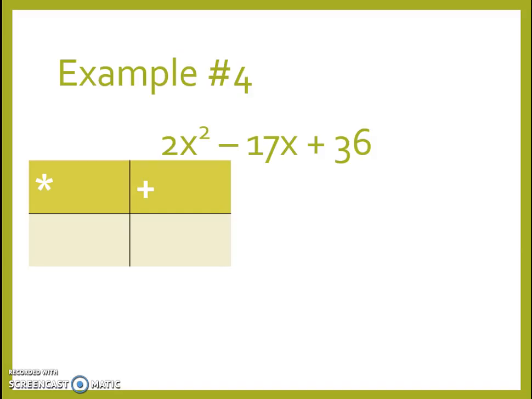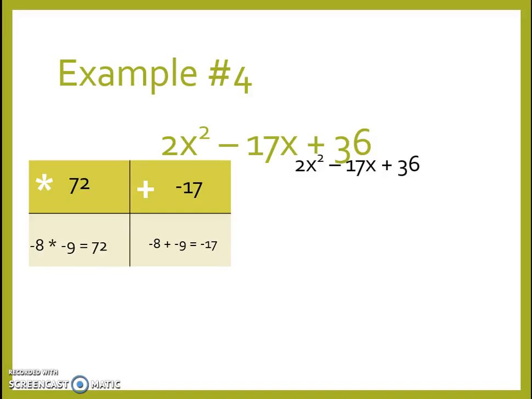This is our final example, 2x squared minus 17x plus 36. These numbers seem kind of large, so you want to make sure you look for a greatest common factor, but there's no number that comes out of 2, 17, and 36. So we multiply the first coefficient by the last. 2 times 36 is 72. We take our middle term, it goes on the right side. We need to find two numbers that multiply to be 72, but add to be negative 17. Well, negative 8 times negative 9 is 72, and negative 8 plus negative 9 is negative 17.